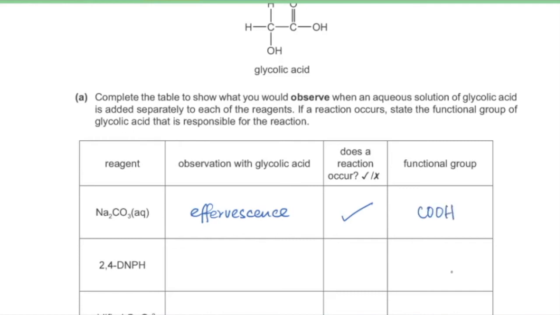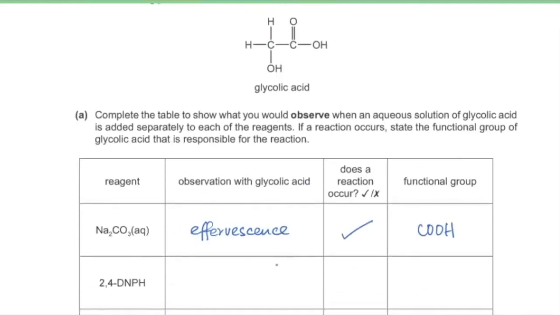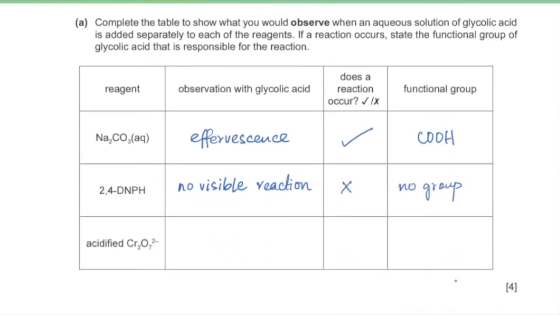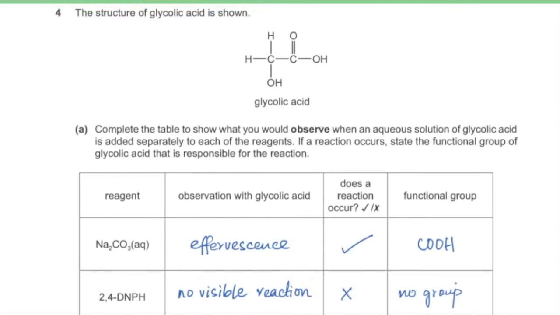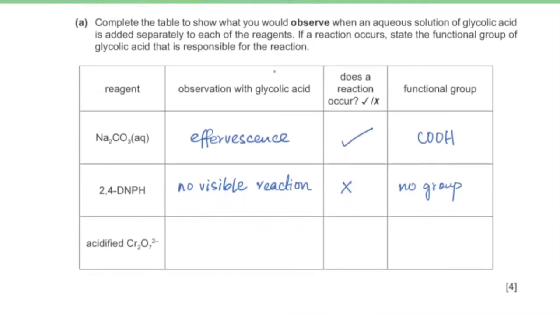Now 2,4-DNPH reacts with carbonyl compounds only, so no visible reaction, since we don't have any carbonyl compound in the glycolic acid structure. Acidified chromate ion is an oxidizing agent that reacts with primary, secondary alcohols, and aldehydes. Here, the functional group that's responsible for a reaction is this alcohol group, and the observation is going to be orange to green. So this solution will turn to green from orange.